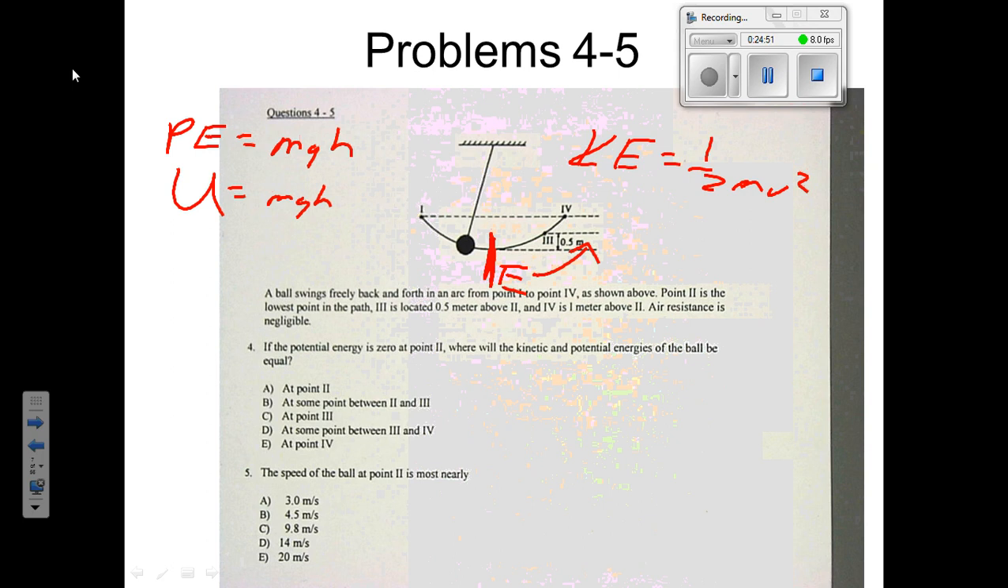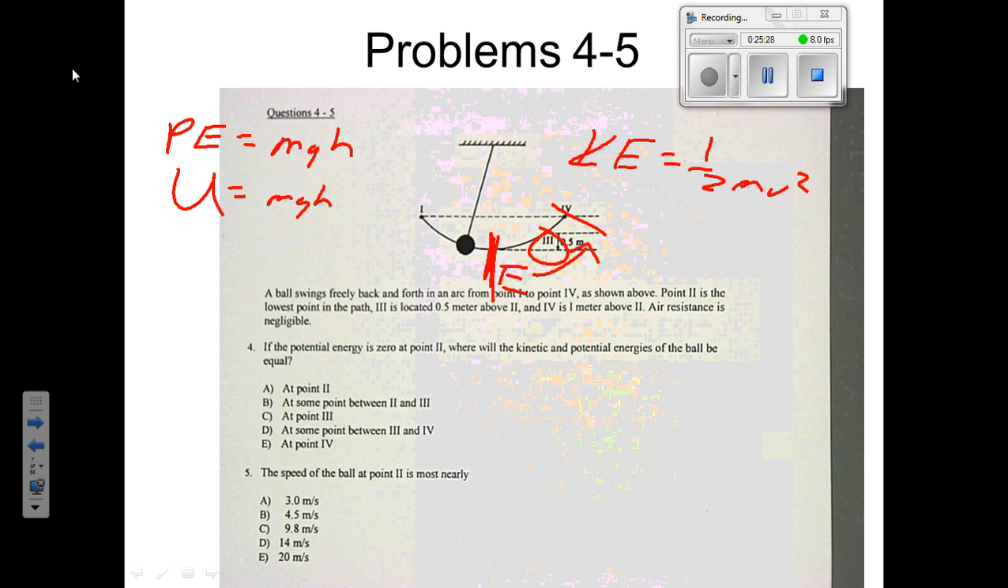What do we call potential and kinetic energies together? Mechanical energy. That's conserved, but potential may go up and kinetic may go down, or vice versa, depending on which way our pendulum is swinging. So this first question: if the potential energy is 0 at point 2, where will the kinetic and potential energies of the ball be equal? At point 3, halfway between point 2 and point 4.